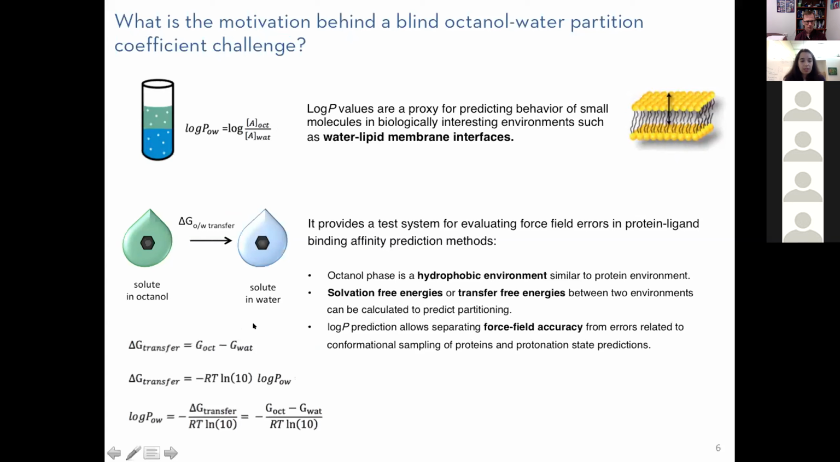Here you can see the relationship between the partition coefficient and the transfer free energy between two solvent systems for a solute.